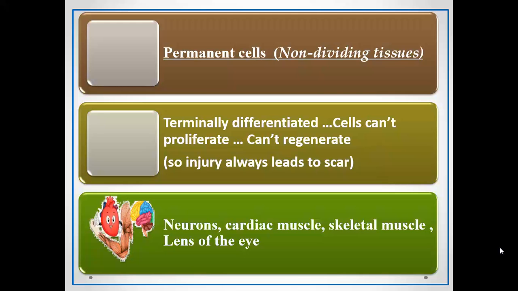The permanent cells, our non-dividing tissue also, like cardiac muscle, like skeletal muscle, like lens of the eyes, and so on.